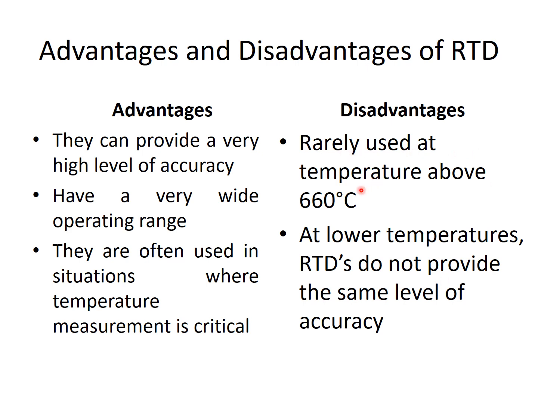Apart from that, we have some drawbacks also. The RTD cannot be used if the temperature goes above 660 degrees Celsius, and it is also not preferred if the temperature is very low. It has a certain range, and the RTD can be used only within it. If the temperature is between 100 and 600 degrees Celsius, we can go for an RTD, and the temperature will be converted into resistance.